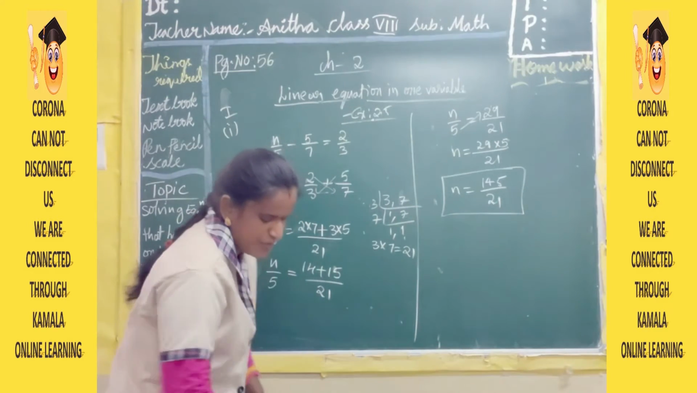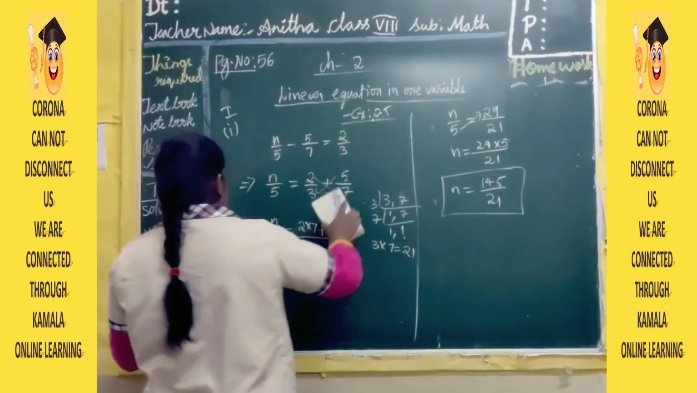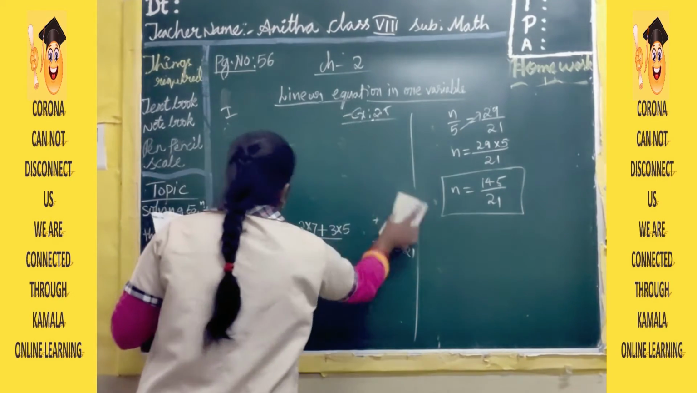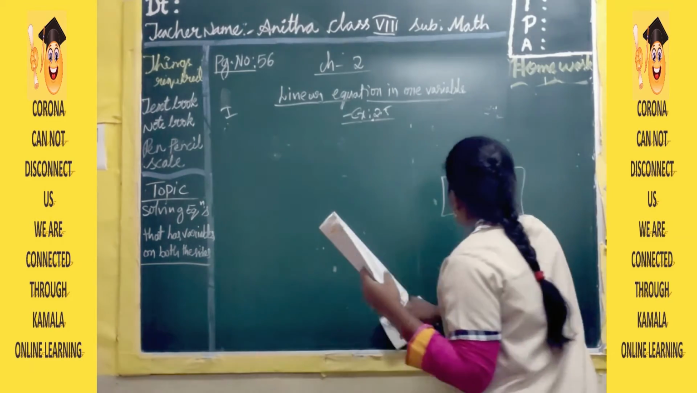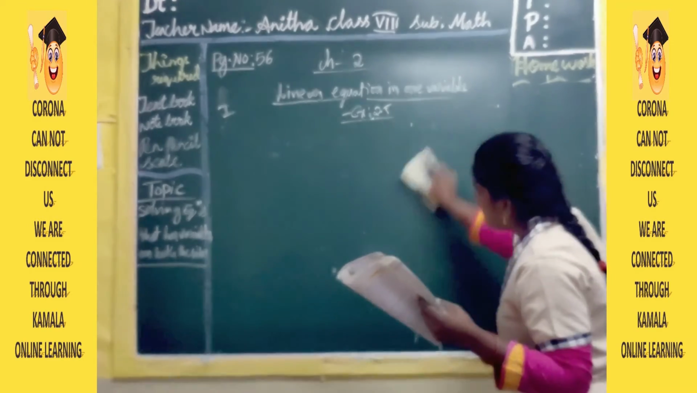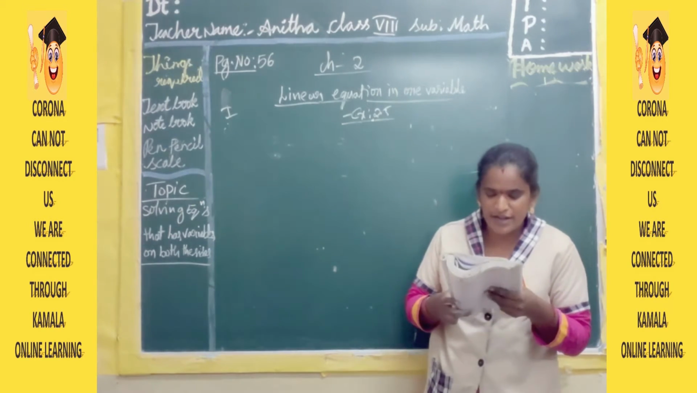Now coming to the second problem. Look at your textbook. The second one is very simple, children. And the third one I will tell you. What is the third problem? Look at your textbook. Observe. And what is the value given? What value do we need to calculate here?